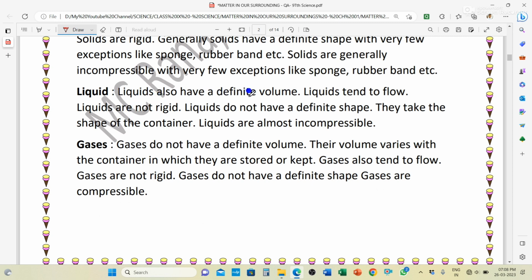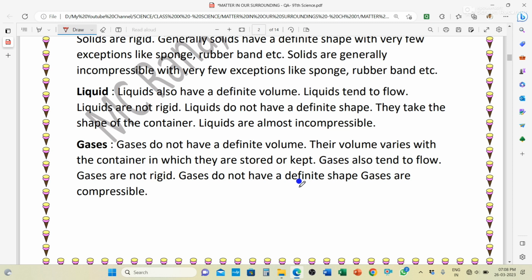Then liquids also have a definite volume. Liquids tend to flow. Liquids are not rigid. Liquids do not have a definite shape. They take the shape of the container. In whichever container you keep the liquid, the shape of the liquid will be as per the container. Liquids are almost incompressible. Then gases do not have a definite volume. Their volume varies with the container in which they are stored or kept.